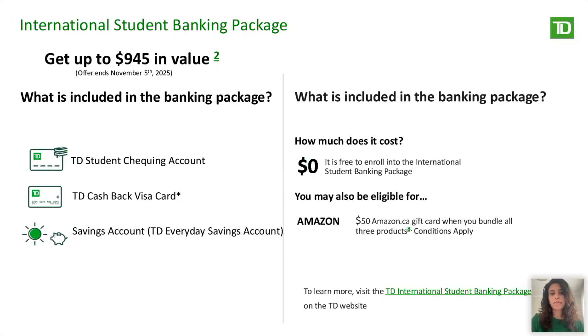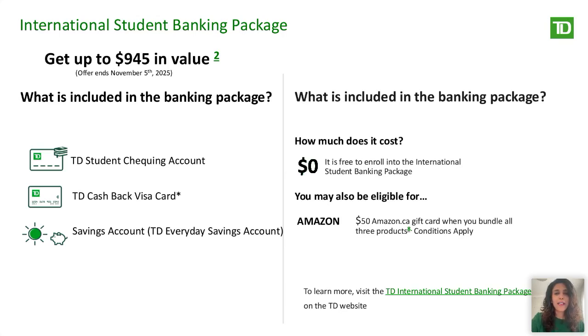Now, our banking package. This is our all-in-one starter kit. It has a checking account, a savings account, a student-friendly TD Visa card, and it's free to enroll. Plus, there's a chance to get up to $945 in value, even a $50 Amazon gift card. You're not just getting products, you're getting tools that help you thrive here. And this is the kind of offer I wish existed when I first came to Canada.